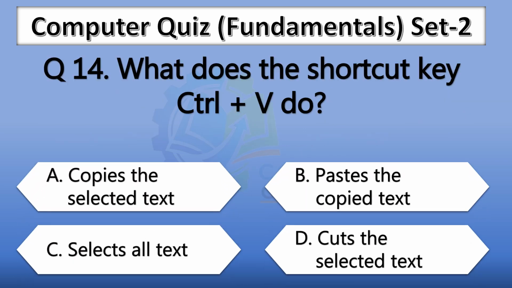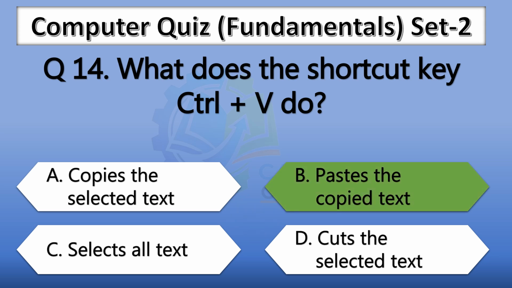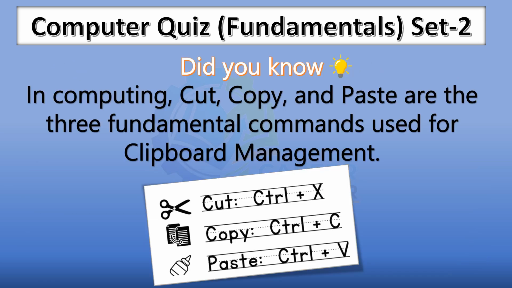What does the shortcut key Ctrl+B do? Copies the selected text, paste the copied text, select all text, or cut the selected text. The correct option is paste the copied text. In computing, cut, copy, and paste are the three fundamental commands used for clipboard management.